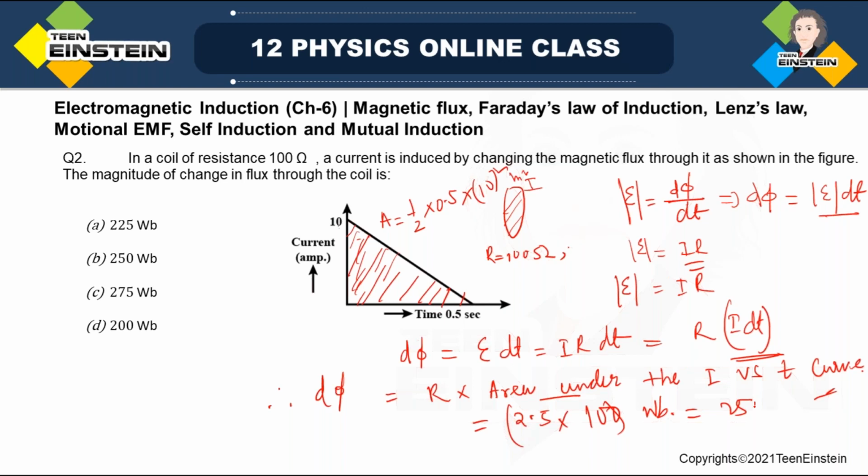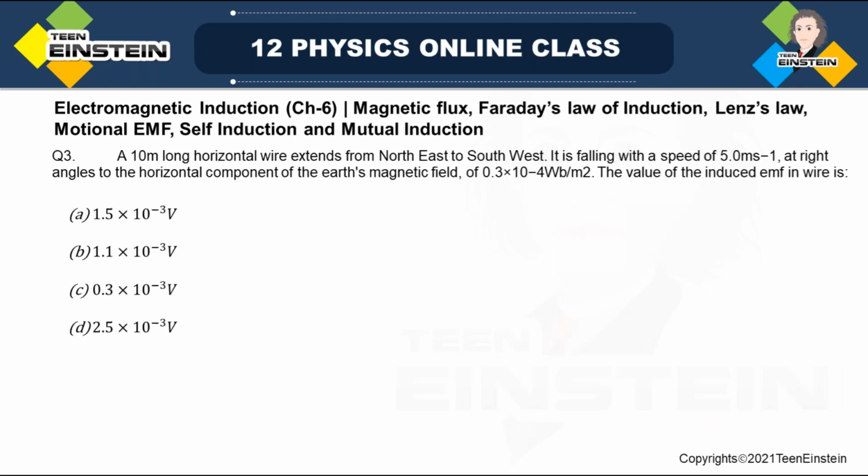So 250 Weber. This is the change in the flux. Change in the flux through the coil will be 250 Weber. We'll go to the next problem.